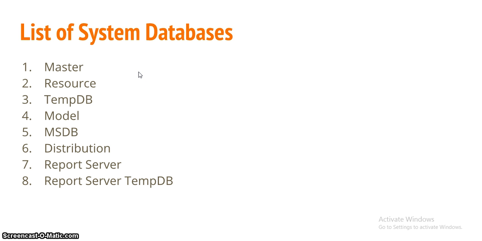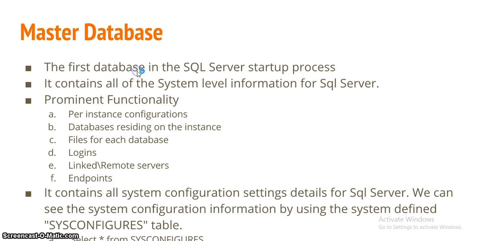So these are the list of system databases in SQL Server: master, resource, model, msdb, distribution, report server, and report server tempdb. We will go through each and every system database in detail. First one is the master database. Master database is the first database in the SQL Server startup process.